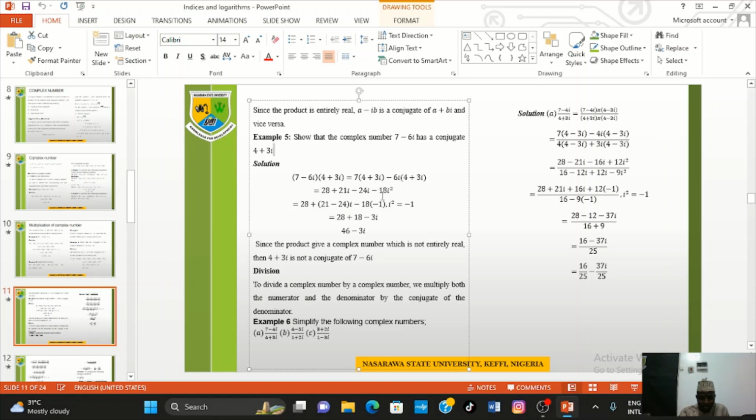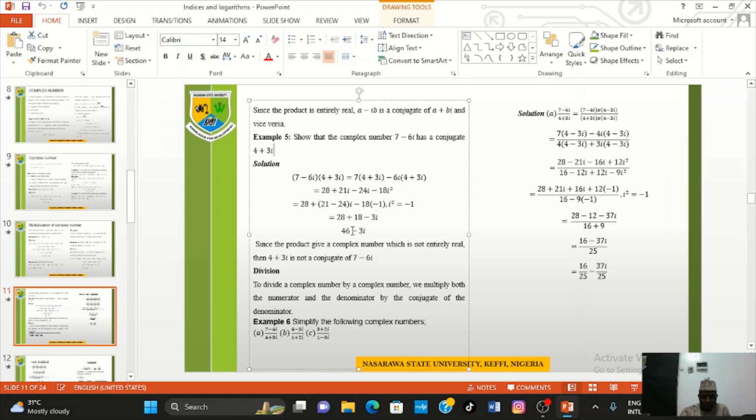But our i squared is already minus 1 earlier. So you substitute into that position. So it will give us minus 1 times minus 18. Automatically the result will be what? Plus. So from here we have 28 plus 18, and minus 3i, because 21 minus 24 will give us minus 3, with our i.